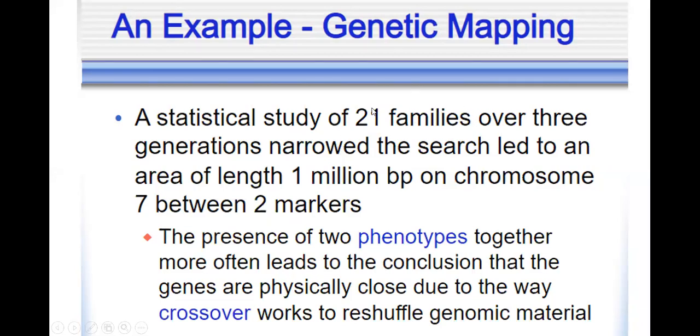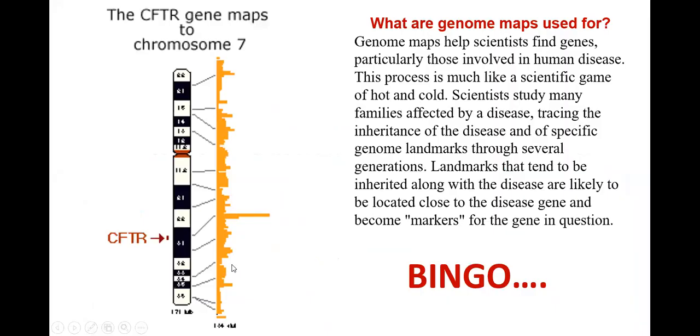They went through 21 families, which led them to an area of 1 million base pairs on chromosome 7, specifically between two markers. They were able to locate, between two markers, the gene associated with cystic fibrosis, a length of 1 million base pairs. That associates with phenotypes, crossover, a disease and a non-disease, heterozygous, homozygous condition. There you go, so you locate that. The scientist is happy, bingo, the patient is happy, and you could cure cystic fibrosis by studying this location. That's one of the advantages of genetic maps.